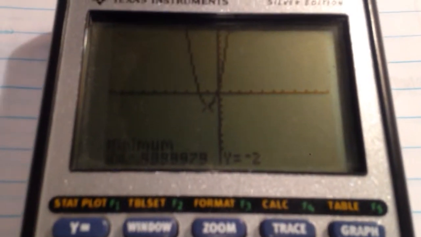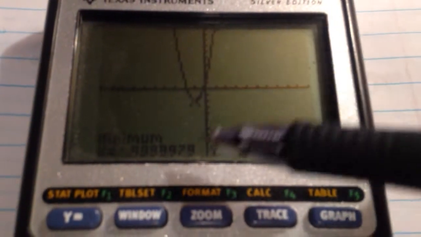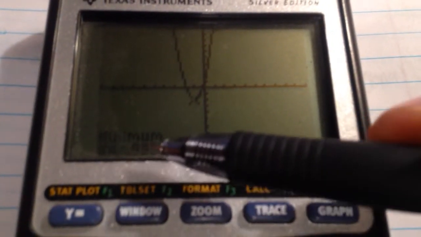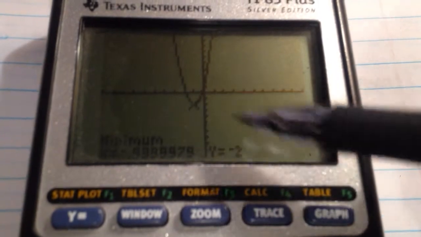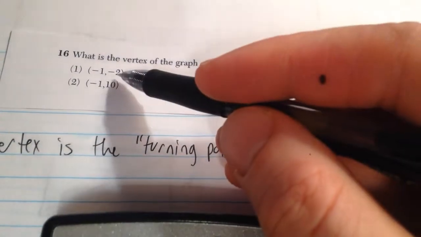negative 0.9 repeating, negative 2. The calculator does this sometimes. This basically means negative 1. So negative 1, negative 2, choice 1.